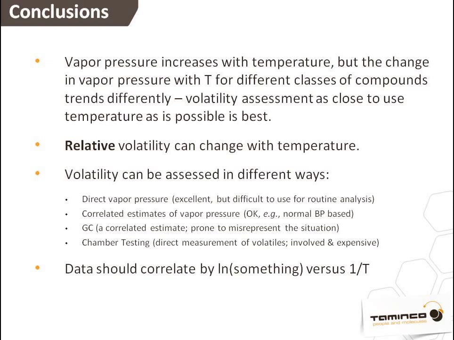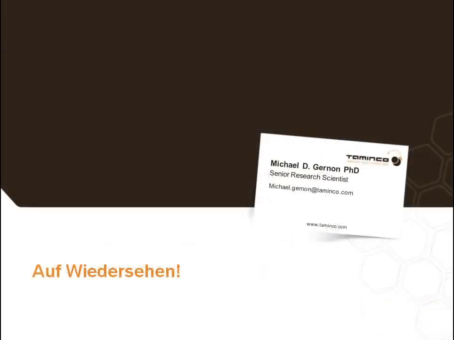So in any event, I think chamber testing does offer a useful check on some of the assumptions that have been made. And finally, any data that you collect, you should be able to do a linear plot of natural log of something versus 1 over T. Of course, this is best if you're measuring vapor pressure directly in some manner. And so with that, I will conclude. I guess I'm a little bit early, and take any questions.